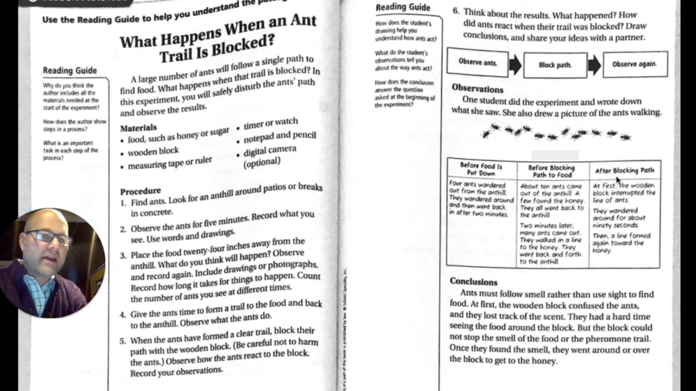And then after blocking the path, at first, the wooden block interrupted the line of ants. They wandered around for about 90 seconds. I like the detail here, so it took them about 90 seconds. Then a line formed again toward the honey.